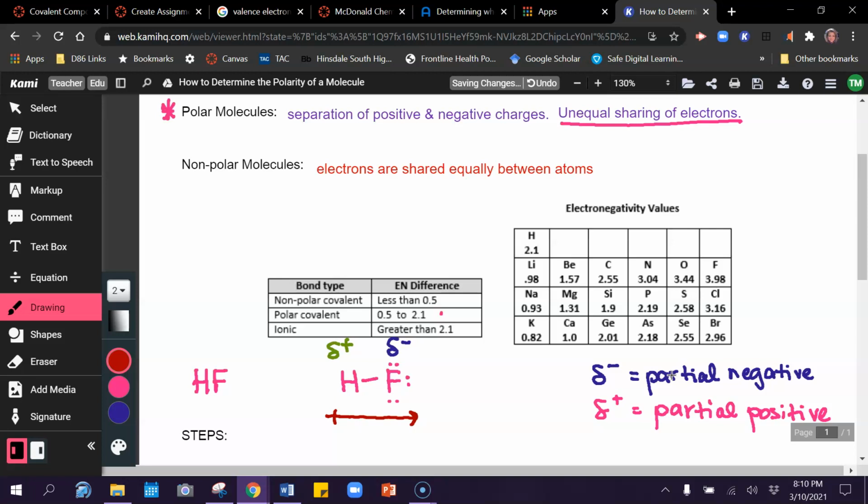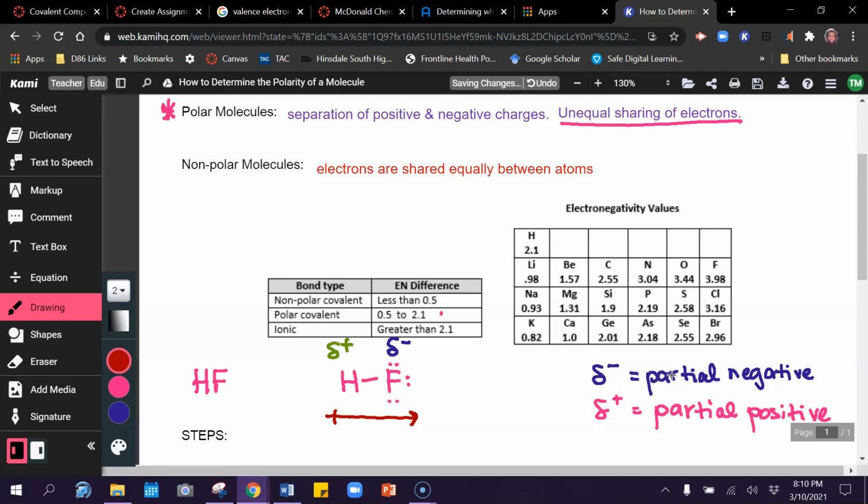My electrons are going to spend more time around fluorine than around hydrogen. And so that's what these charges mean. Now, I can't just put positive and negative, and the reason why is because if you just have a straight positive and a straight negative, that just means that hydrogen donated or transferred its electrons to fluorine, and that's not at all what's happening here.